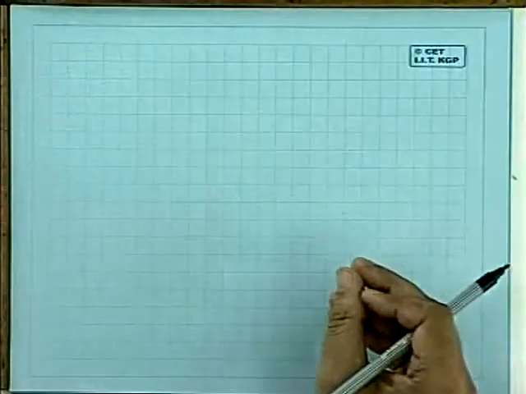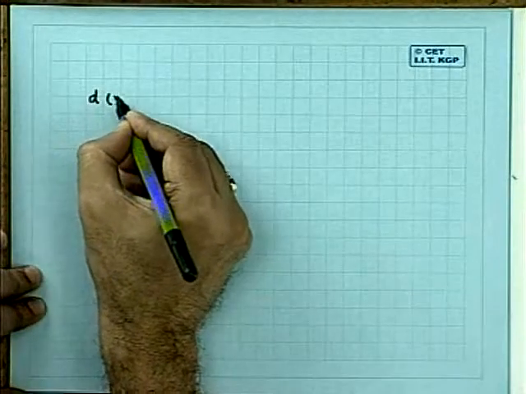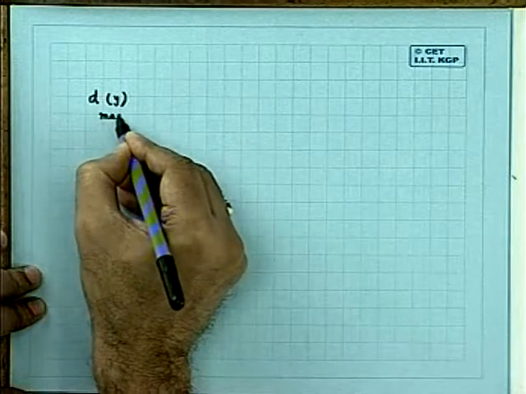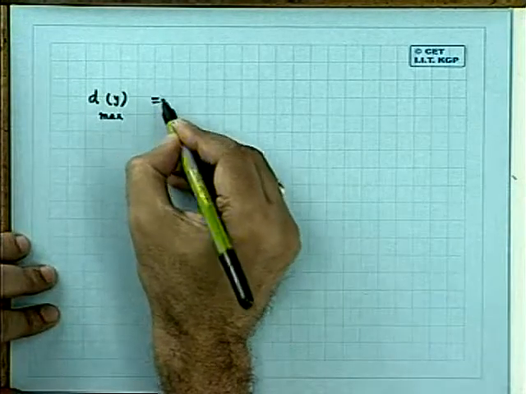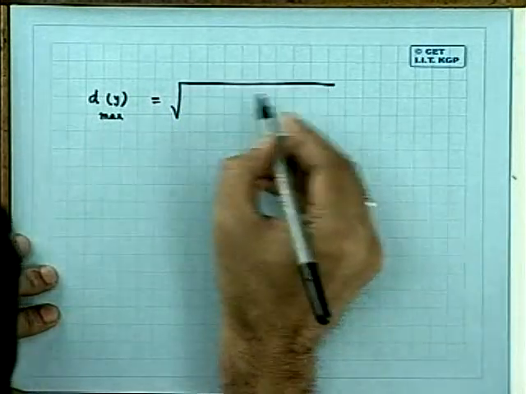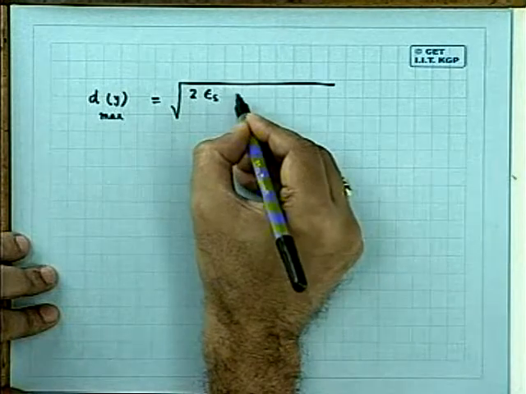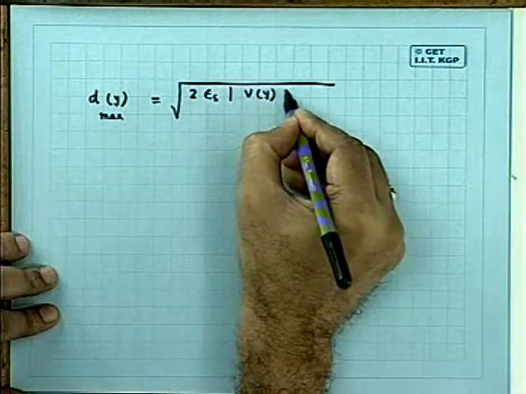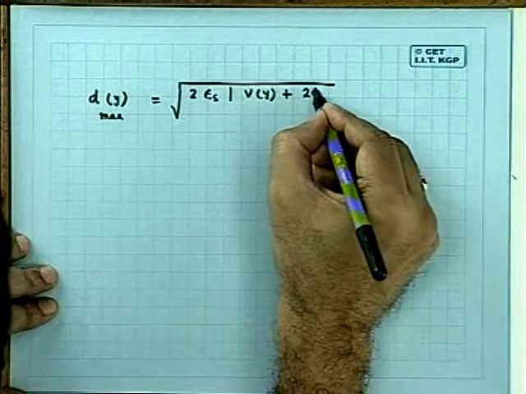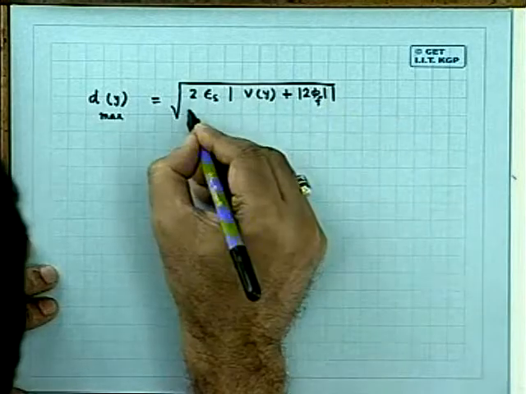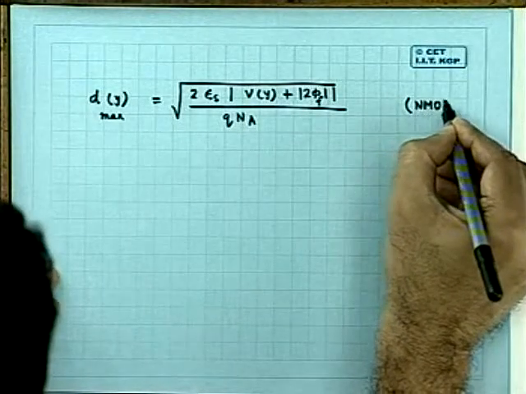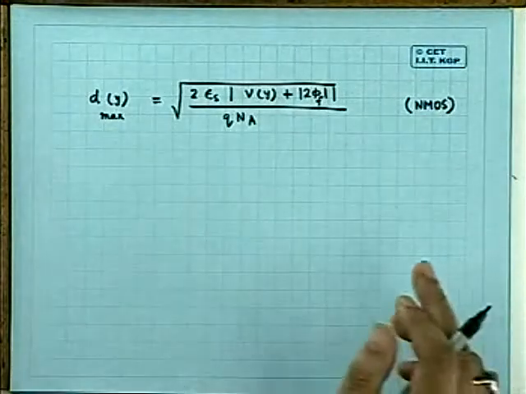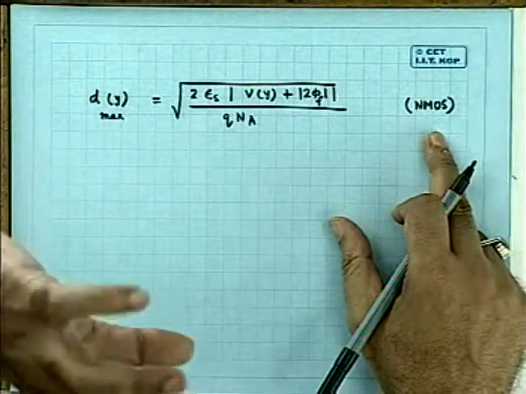Then we can write for dy max, by max I mean that phi s has saturated to twice phi f, is given by root over twice epsilon s times Vy plus twice phi f, divided by Qn. We are considering the nMOS case. Please remember, accordingly you have to change the signs. So all derivations were valid for nMOS, but you can suitably modify them for pMOS by reversing the polarities.